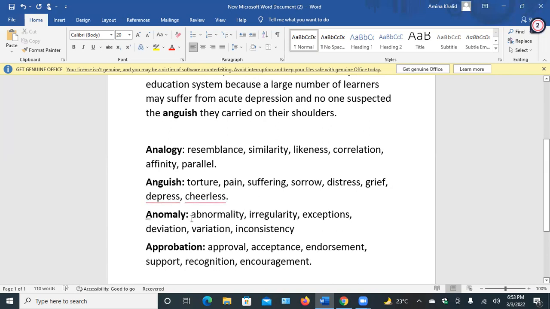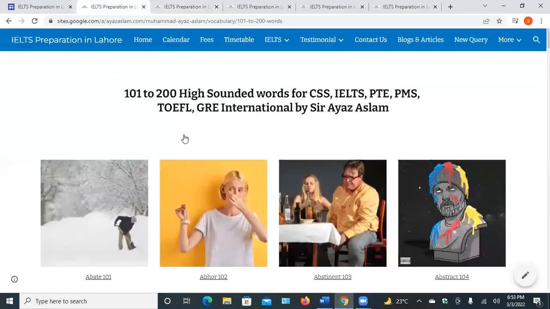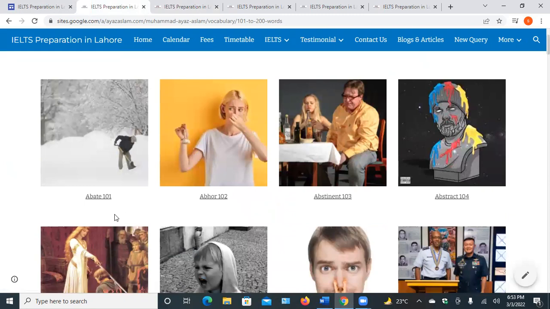The third word is anomaly. It means abnormality, irregularity, exceptions, deviation, variation, and inconsistency. The last word is approbation. It means approval, acceptance, endorsement, support, recognition, and encouragement. The first word is abate. It means decrease.